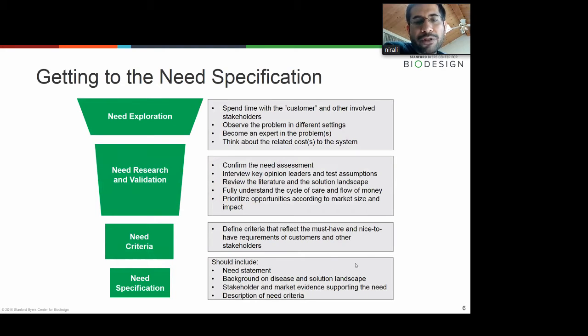And it's a way for us to stratify what the priorities are in terms of the requirements for any solution that you develop. And again, this is independent of the solution. So we haven't thought about solutions yet. We're just focused on needs. And then the development of the needs specification. We're going to talk about this, but the needs specification is the needs statement, the background, all the research we talked about, and the description of the need criteria.